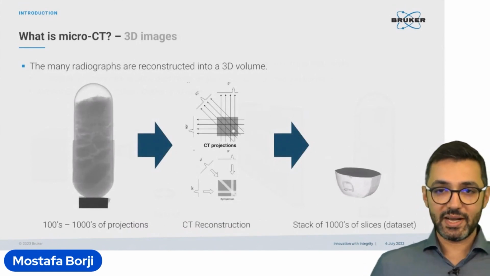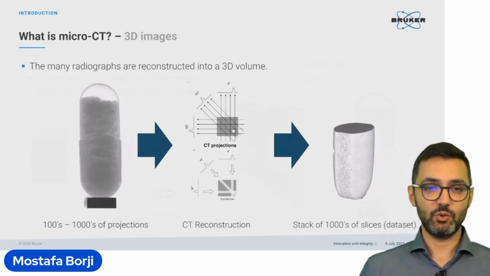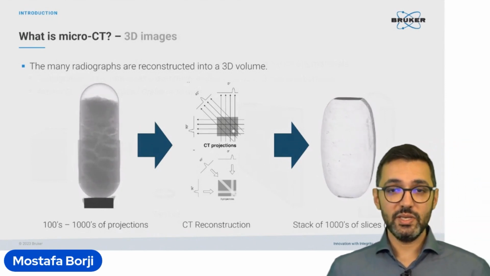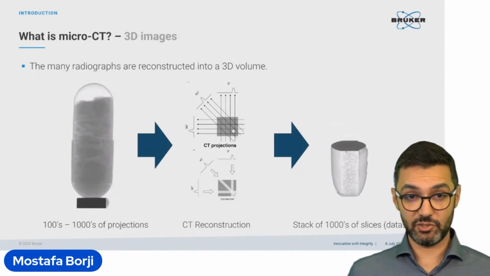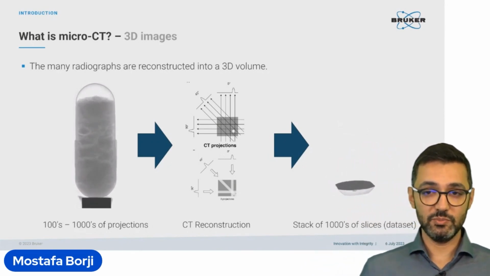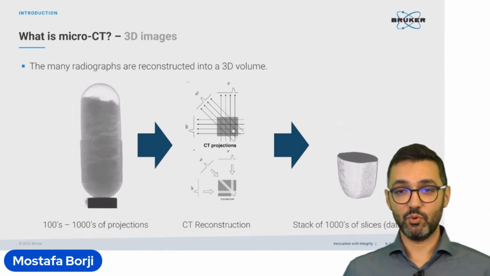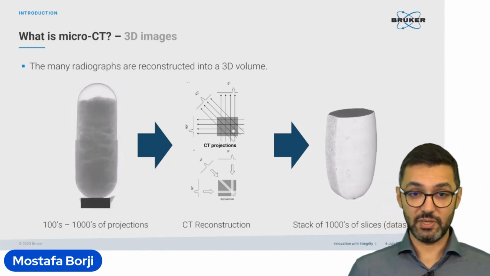By having this many 2D projections, by putting all of them next to each other and using specific algorithms, we can reconstruct a 3D representation of our sample. That means we put these 2D projections together in a specific way in order to map every point in a 3D dimension and then have a 3D representation of our sample.